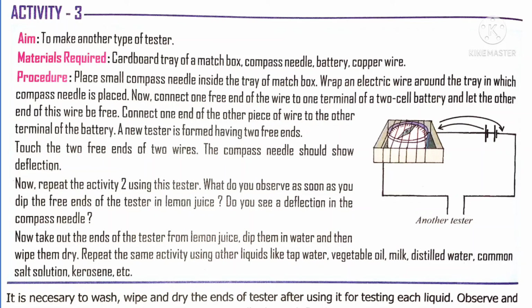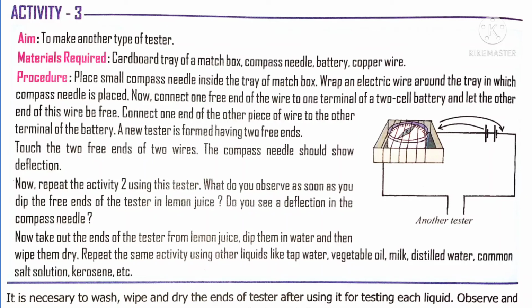What do we observe? We observe that the compass needle kept inside the matchbox shows deflection. This proves that a magnetic field is produced around a current carrying conductor or around an electric wire. Now, if you repeat the same activity by dipping the two terminals of the wire into a solution, lemon solution or acidic solution, we can observe the same thing. The compass needle shows deflection.